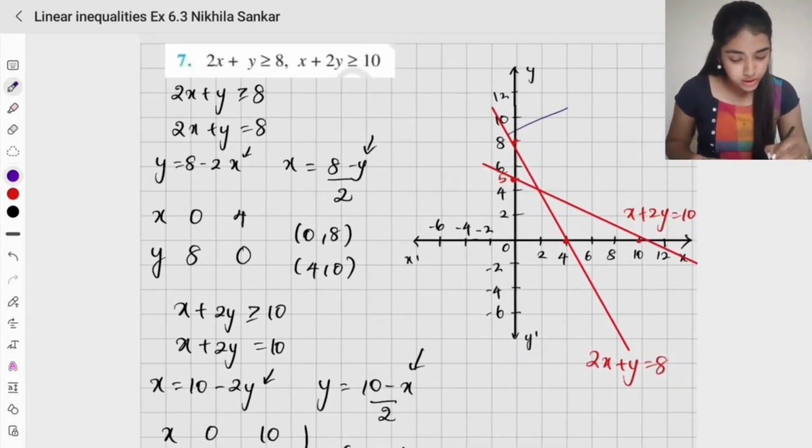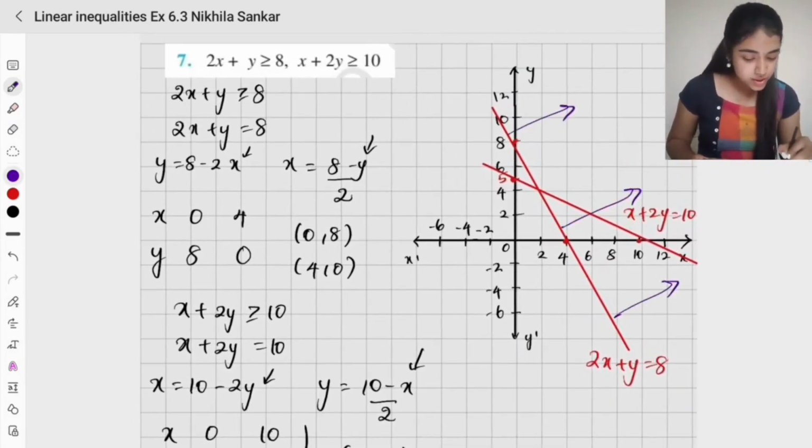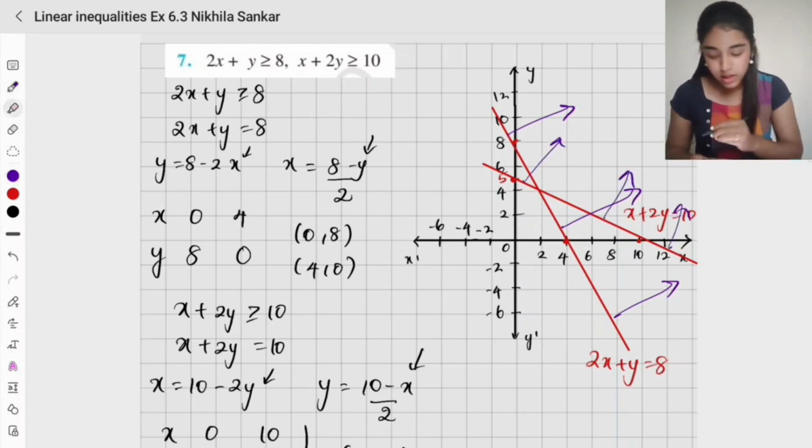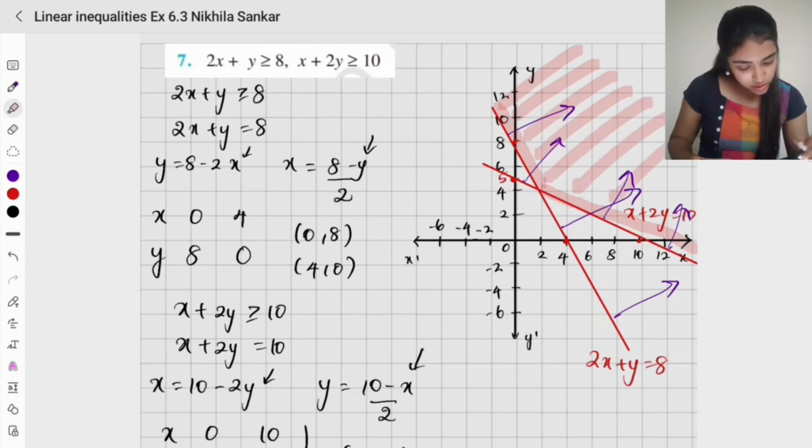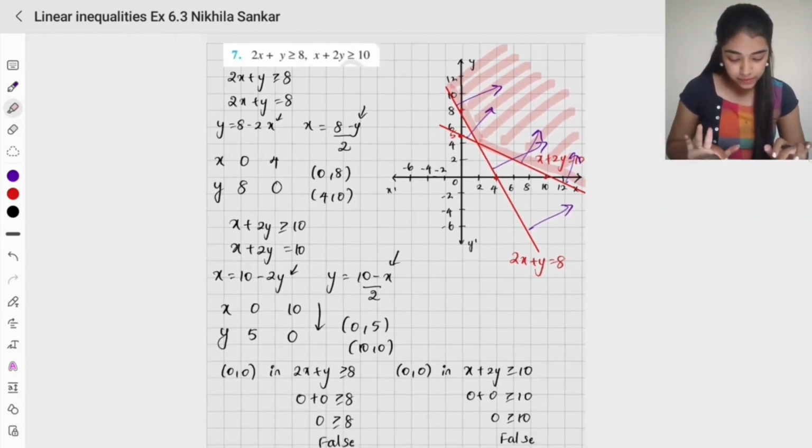So where are both lines going to go? It is going to go to the other side. 0, 0 is not included, so both will go to this side. So what is going to be the common shaded region? I'm going to shade the region. So it is going to be this. So we shaded here. It is going to take all the solutions that are over here. Okay. Please copy.